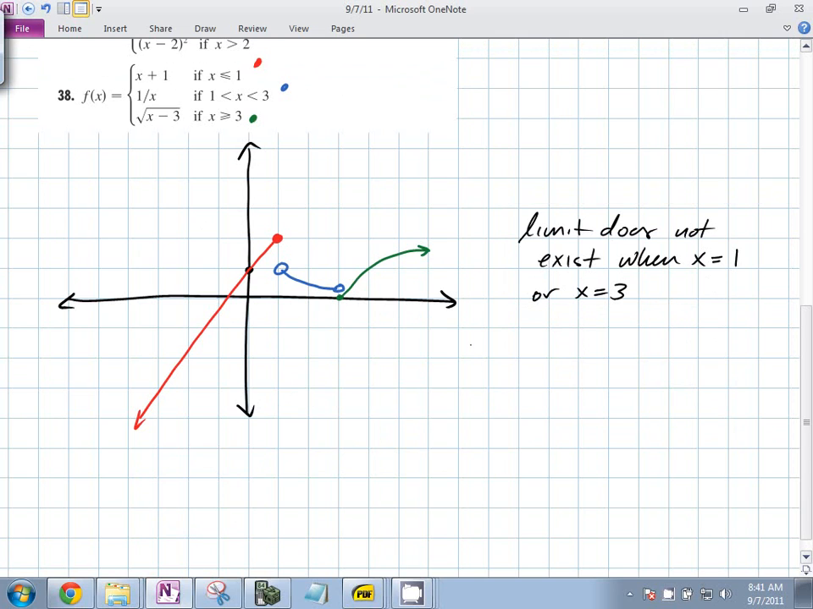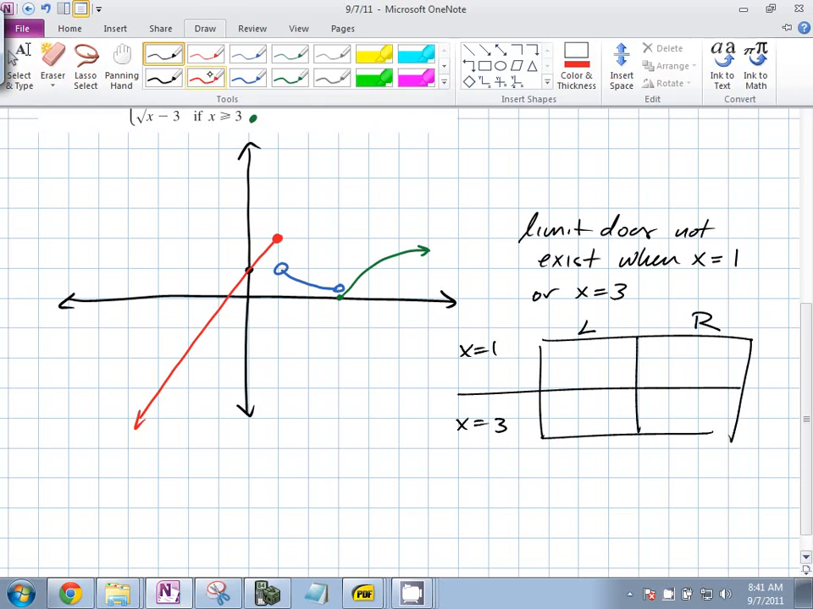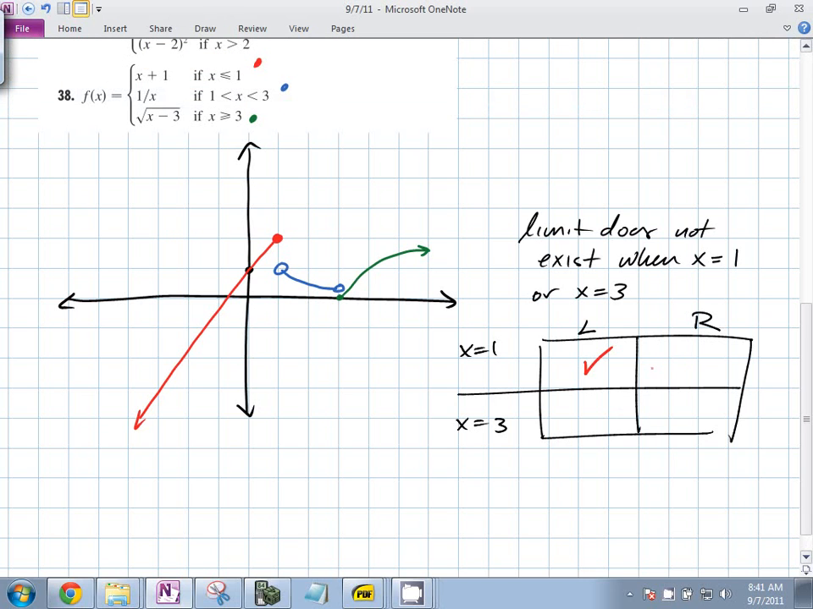So yeah, x equals 1. We'll do left and right, and x equals 3, left and right. So a little grid right here. So what about x equals 1? Is it continuous from the left? Yes, it is. What about from the right? No. Why not? Because it's an open dot.